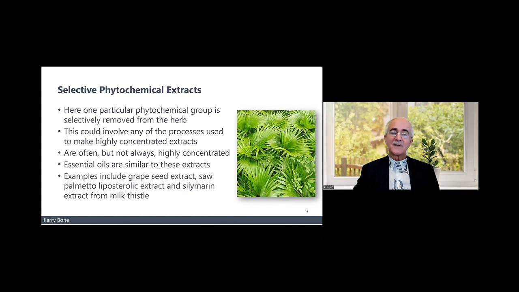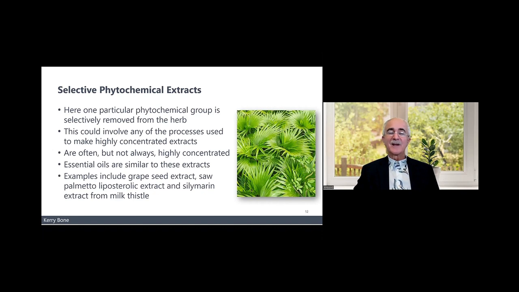Now, it's really interesting if we look at the saw palmetto liposterolic extract. That's basically a fatty extract from the saw palmetto berry. And it can be made with either hexane, 80% ethanol water, or liquid carbon dioxide. And you end up with extracts that are largely identical, although the manufacturers of the hexane extracts claim they have the best clinical evidence, which is true, but that might be just because of the trials they've done. But they're more or less identical.